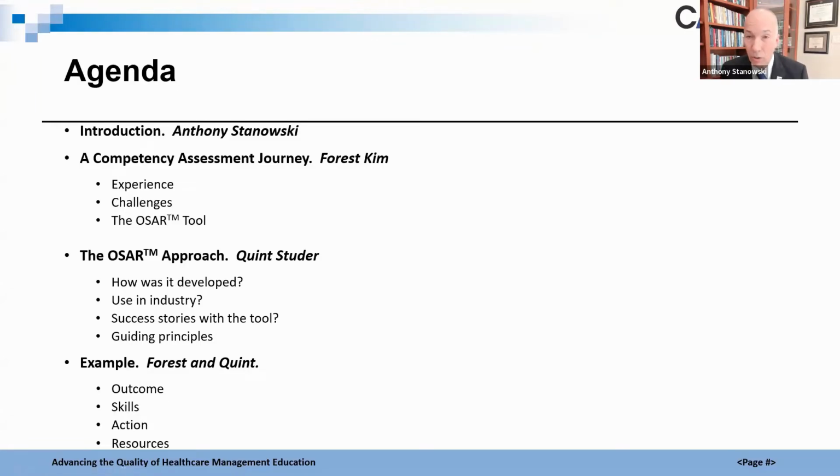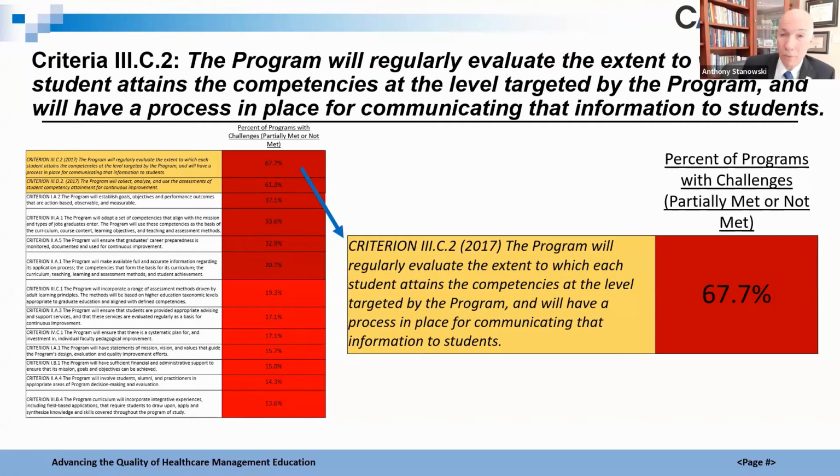That's the OSAR tool. Let's take a look at III.C.2 and why it's important. III.C.2 is the #1 criterion that's missed by most CAHME programs when they go through their accreditation or reaccreditation. 67%, 2/3 miss it. And the other criterion that's related to it is III.D.2, which is how does the program use that data to understand how you make improvements in the program.